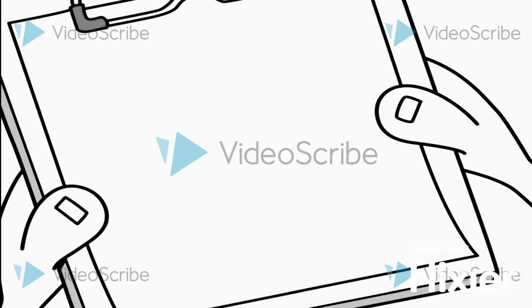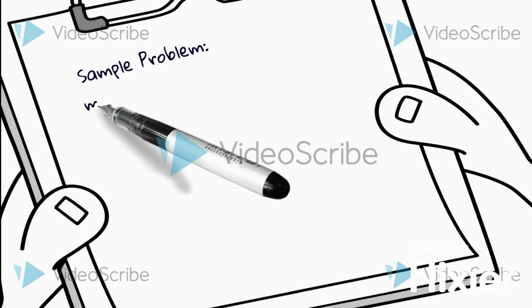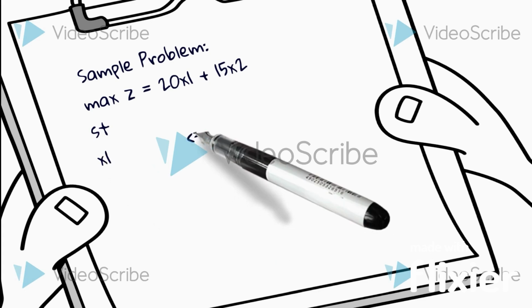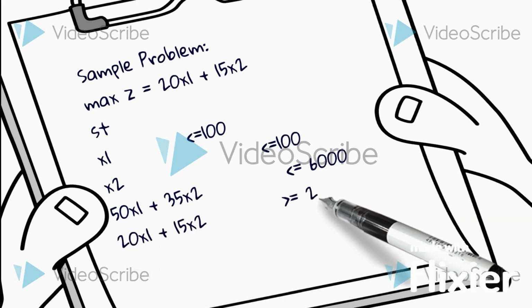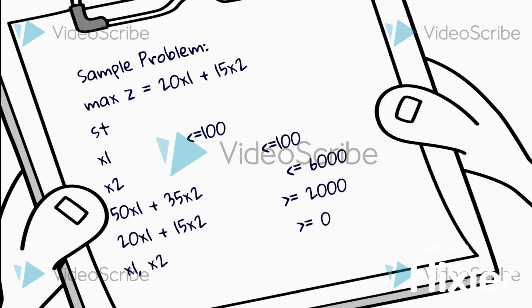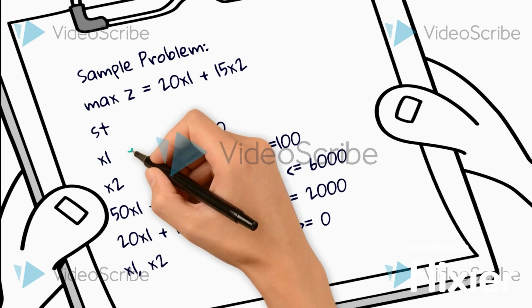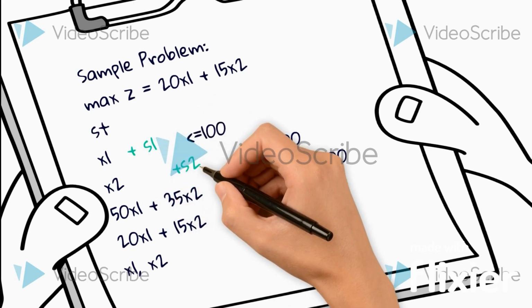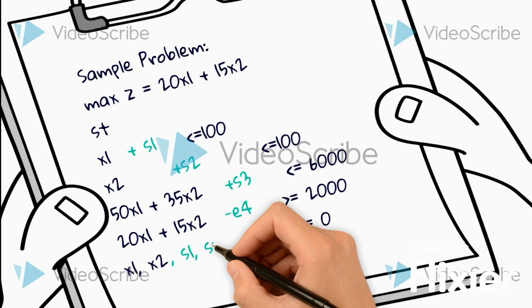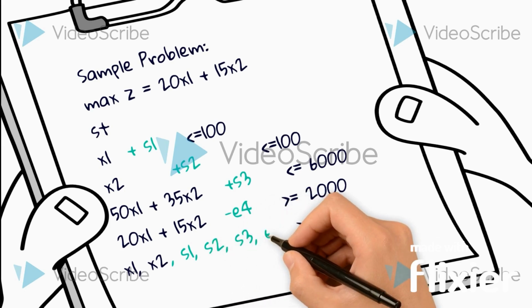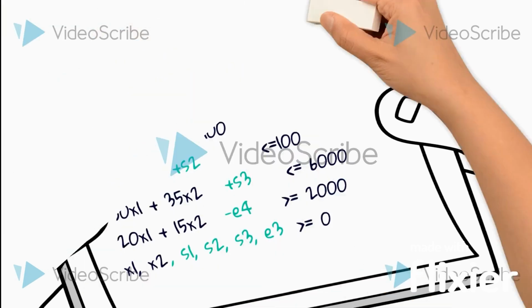So now that we've clearly understood what these things are, let us take a sample problem and see what we need to do. The problem is we need to maximize z equals 20x1 plus 15x2, and we have some constraints: x1 less than or equal to 100, x2 less than or equal to 100, 50x1 plus 35x2 less than or equal to 6000, 20x1 plus 15x2 greater than or equal to 2000, and x1, x2 greater than or equal to 0, which is the non-negativity constraint. The others are regular constraints present in the problem, and we can see the first three are less than or equal to, and the fourth is a greater than or equal to. So in the cases of the first three, we add a slack variable. In the fourth, we subtract the excess variable. So now we need to introduce S1, S2, S3 and E4 in the last greater than or equal to constraint, and say that we've converted.